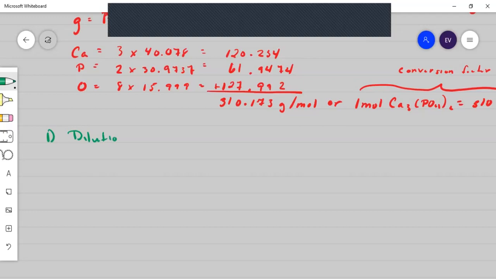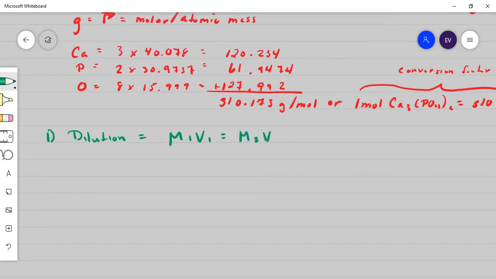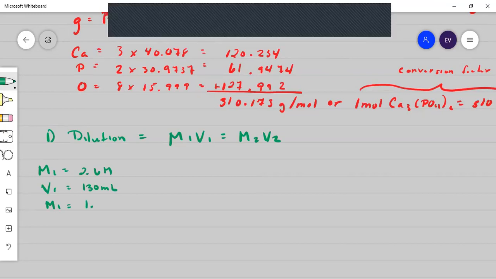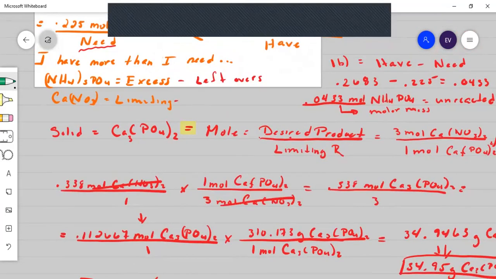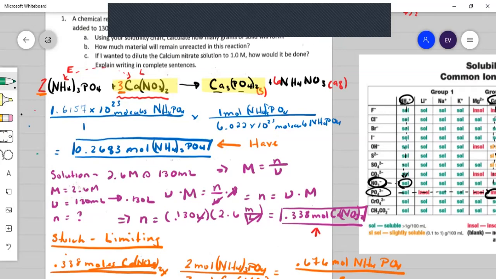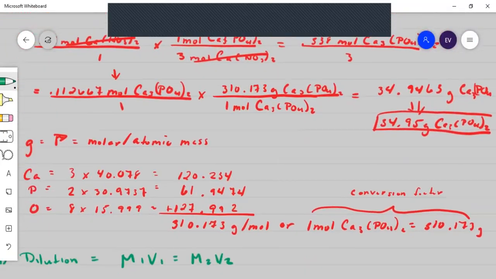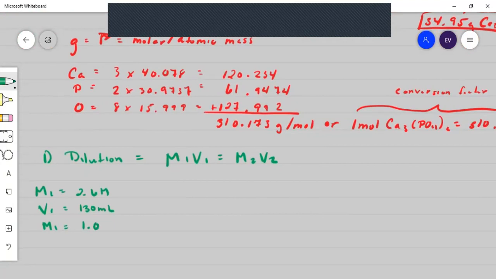If I know I'm going to dilute something, I know I need to use the formula M1V1 is equal to M2V2. My starting solution, M1, is equal to 2.6 molar because that's given to me in the question. The original volume of the solution was 130 mLs. This one you do not have to convert to liters. You can leave it the way it is. And I want to dilute this to 1 molar. Let me double check. Yes, 1 molar. Sorry about that.